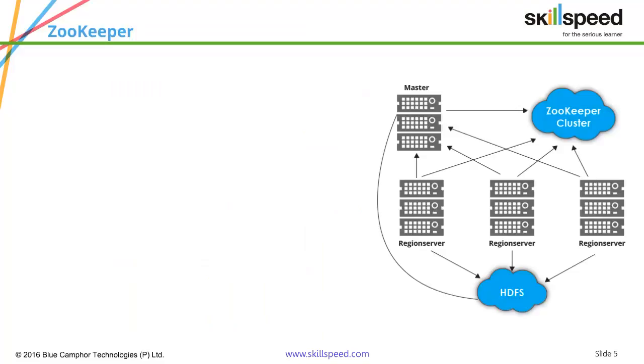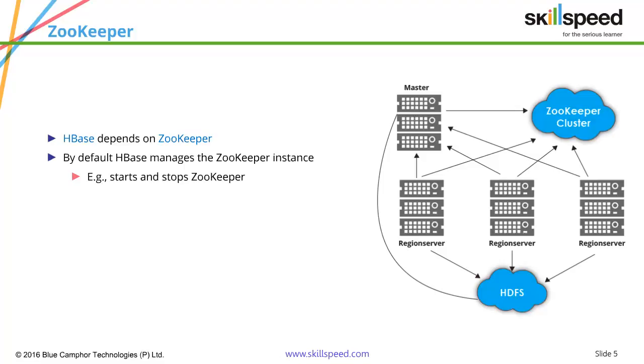So let's now understand what is a Zookeeper. HBase depends on Zookeeper by default for its functioning. Having said that, HBase manages the Zookeeper instance by starting and stopping the Zookeeper service. As we had learned earlier, both HMaster and region servers register themselves with Zookeeper. Zookeeper contains all the important metadata about each data block. So if the HBase master crashes, you can still recover all the data from Zookeeper itself.